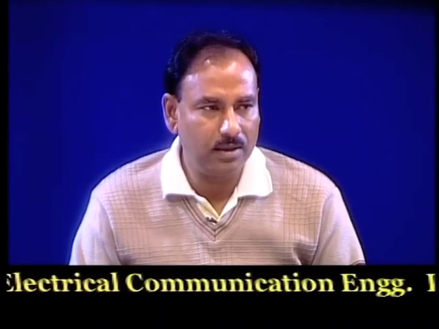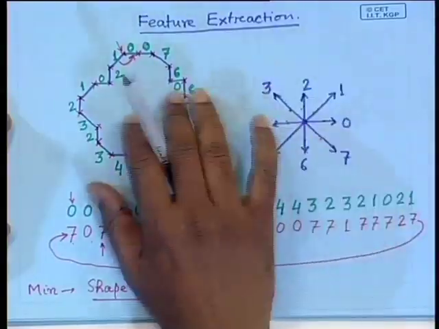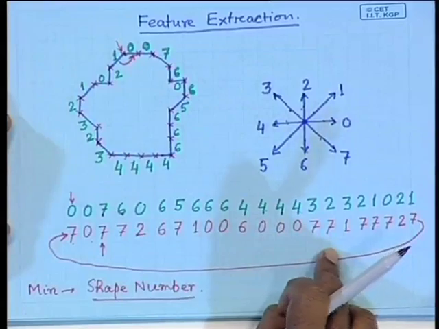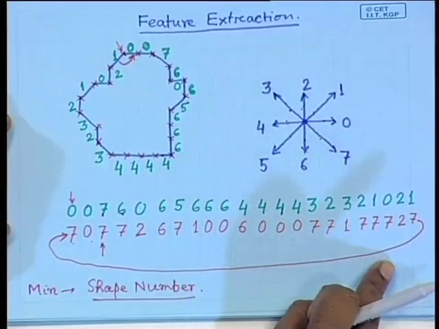Now, the next point comes: can we make it scale independent? We have made it rotation invariant, rotation independent, by taking the differential chain code. Can we make it scale independent as well? Obviously, the chain code is translation invariant, because whether the shape is here or the shape is here, I will get the same code. So, it is independent of translation. By taking the differential chain code, we have made it independent of rotation.